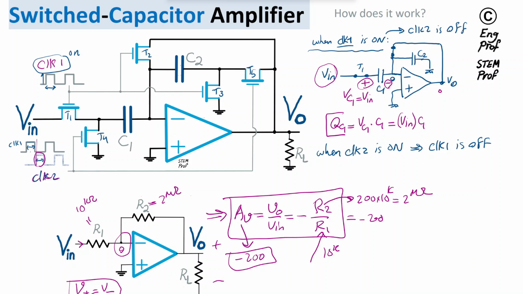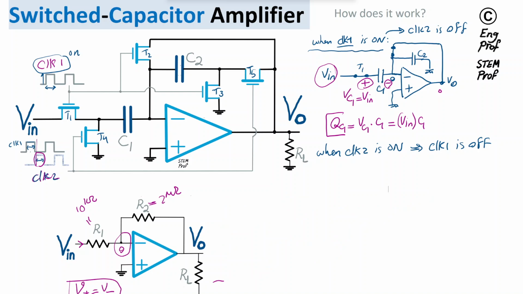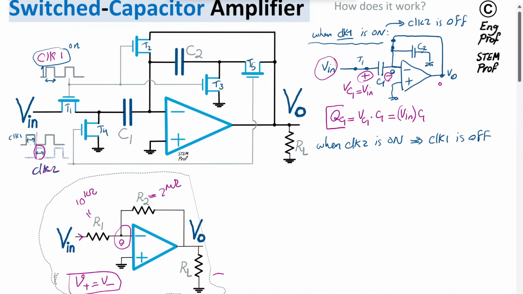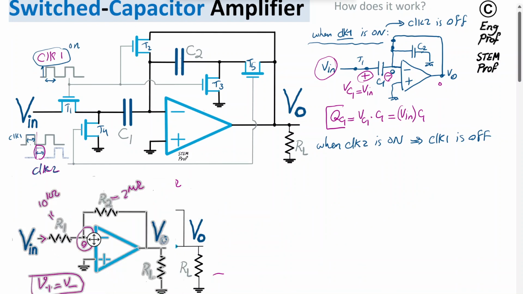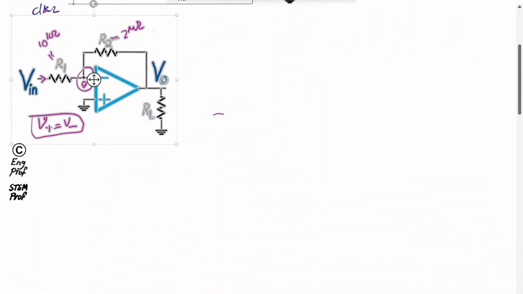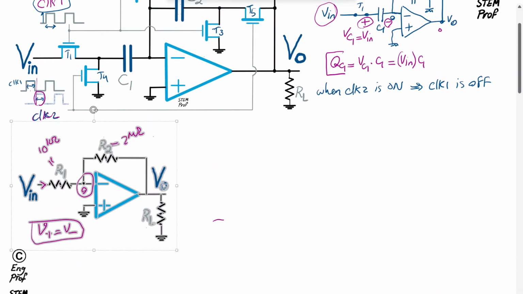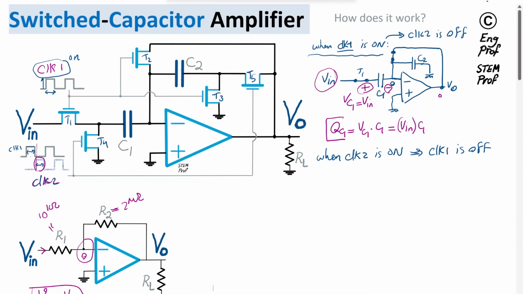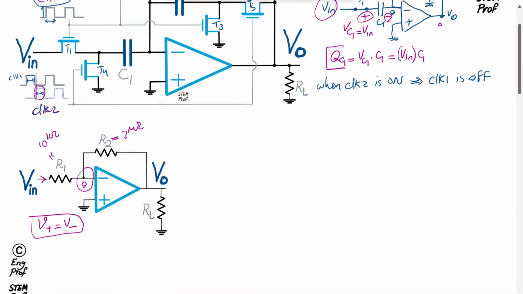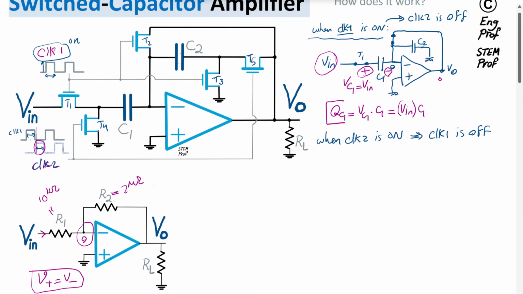Okay, so how does the circuit look? I'm going to just remove this portion here because we talked about it. I'm going to keep this circuit as a reference because it reminds us what the value of the resistors was that we needed in the circuit. Now let's take a look at the circuit when we have the situation of clock 2 on and clock 1 off.